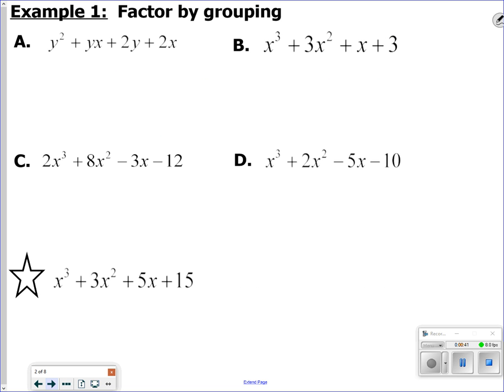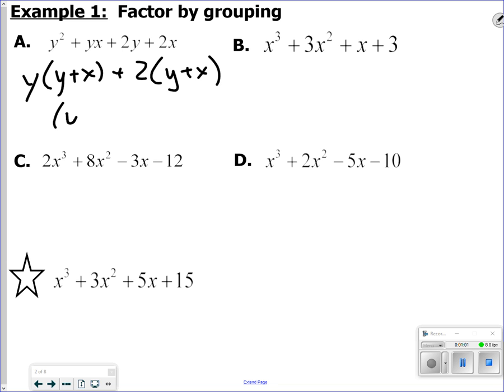So here we go. Is there something I can take out of all of the terms? The answer to that question is no. I see 4 terms, 1, 2, 3, 4 terms. So I can take a grouping, I can take a y out of the first 2, I can take a 2 out of the second 2, and then this is where grouping comes into play. What grouping means is you're going to take the 2 GCFs and put them in one parenthesis or group them, and then keep what's the same as the other.